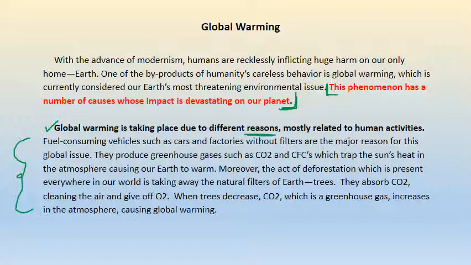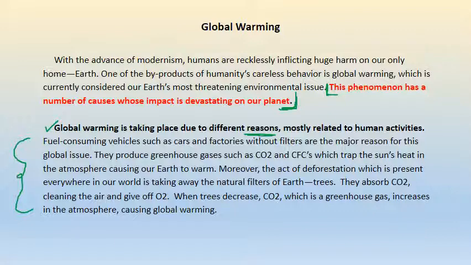Causes, reasons. Now, you write the causes, major supporting details and minor supporting details. Fuel-consuming vehicles such as cars and factories without filters are the major reason for this global issue. I wrote my first reason. Now I need to explain. Why are they a major reason? They produce greenhouse gases such as CO2 and CFCs, which trap the sun's heat in the atmosphere, causing our Earth to warm. Moreover, now I'm giving another reason.